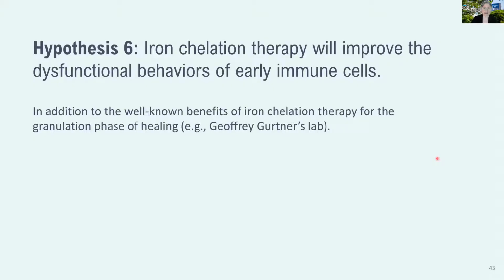Hypothesis 6, that iron chelation therapy will improve the dysfunctional behaviors of the early immune cells. So if we believe that myoglobin is making the environment inhospitable or too harsh, and that the immune cells are not performing well because of that harshness, then maybe we can detoxify the harshness. I should say also that iron chelation therapy has been used before.